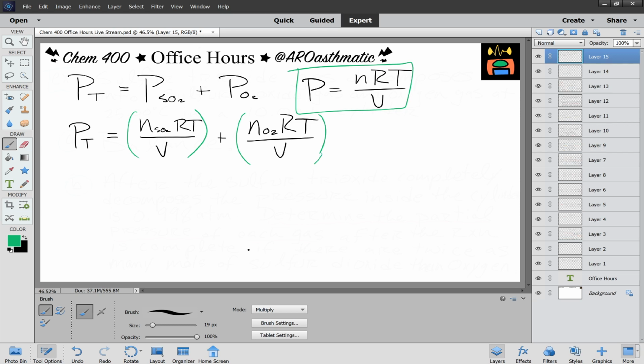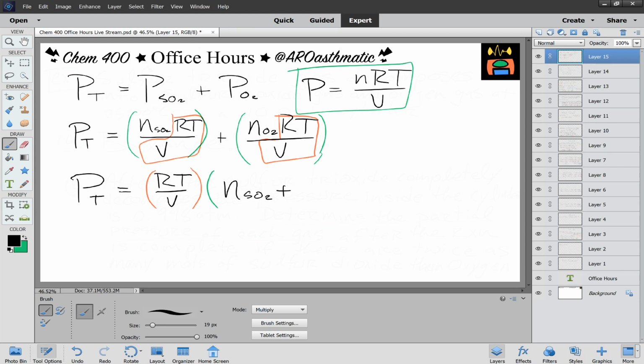And you'll notice that we have a common factor in these two quantities we're adding. We have an RT over V. If we factor this out, we get total pressure is equal to RT over V times moles of SO2 plus moles of O2.